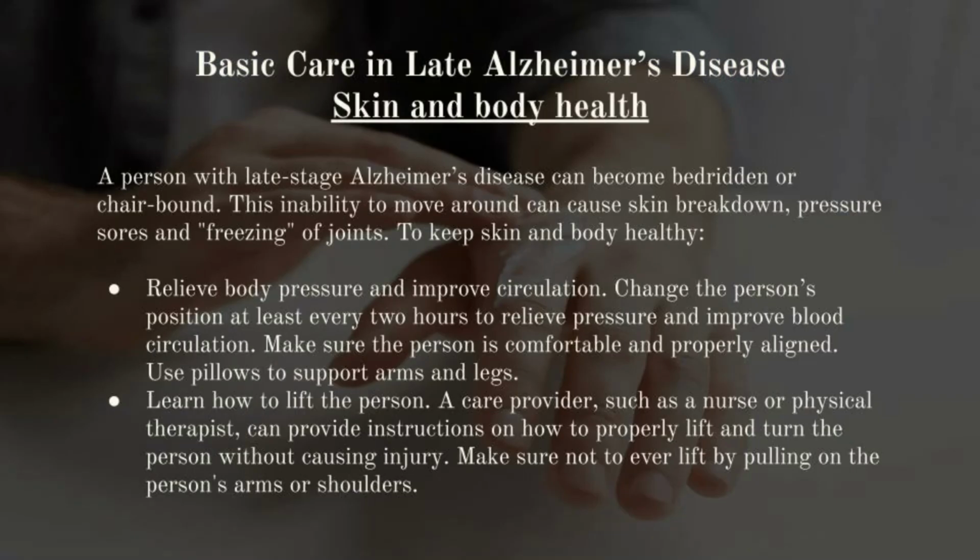Also, in late-stage Alzheimer's, a person may become bedridden or chair-bound. This inability to move around can cause skin breakdown, pressure sores, and the freezing of joints. To keep skin and body healthy, relieve body pressure, and improve circulation, change the person's position at least every 2 hours. Make sure the person is comfortable and properly aligned. Use pillows to support arms and legs.